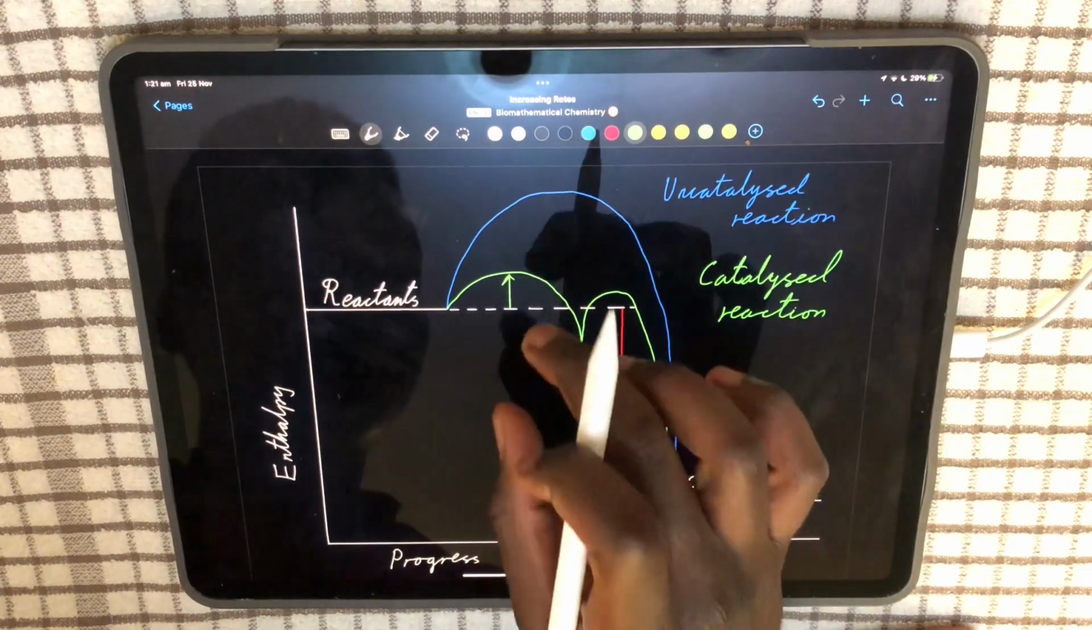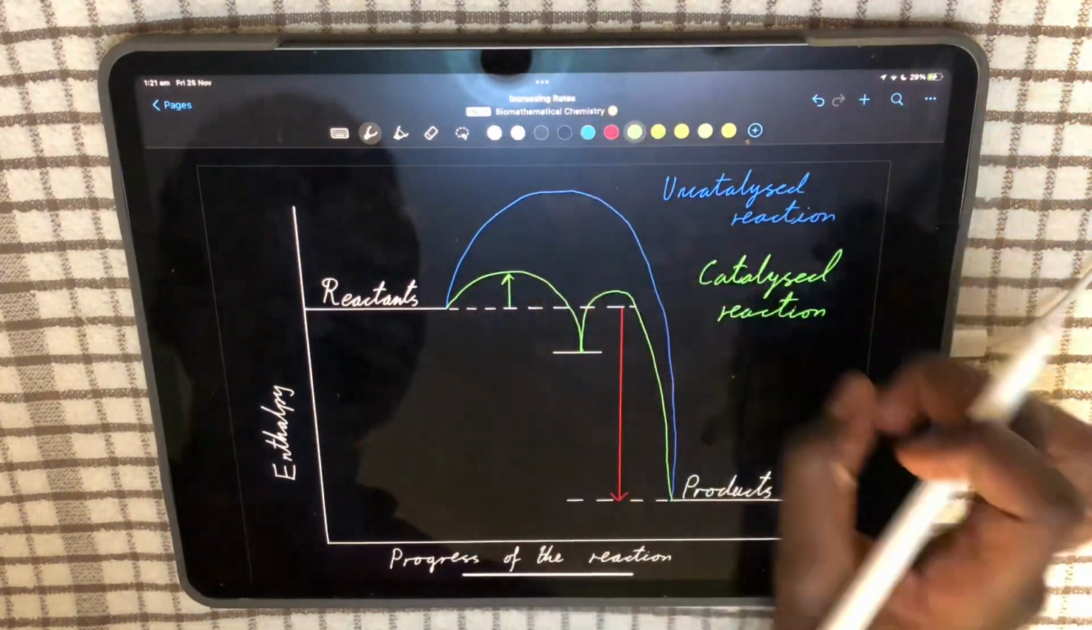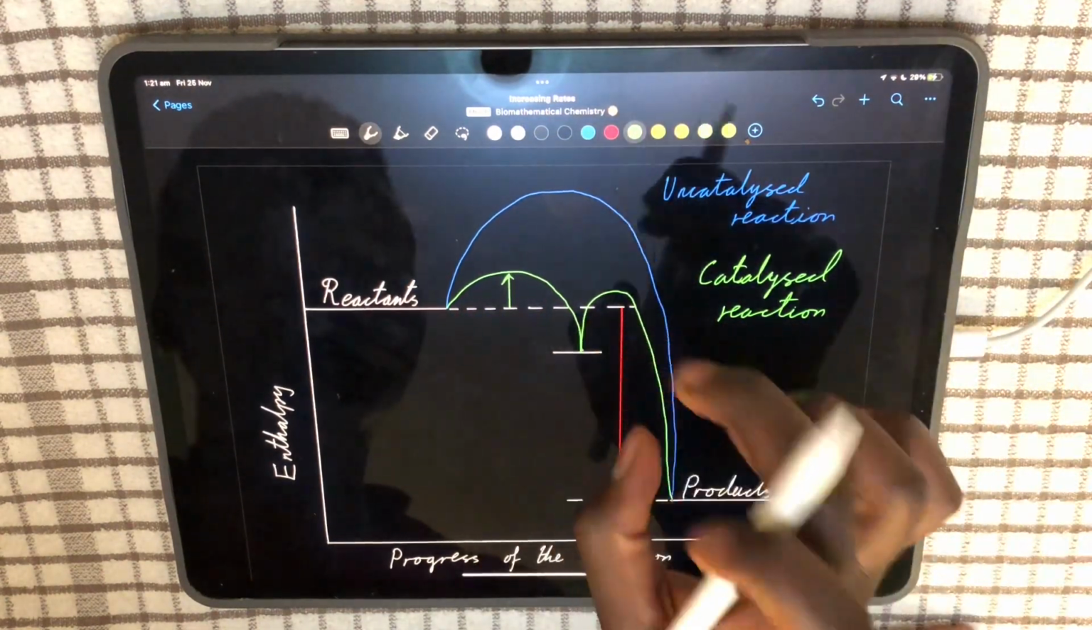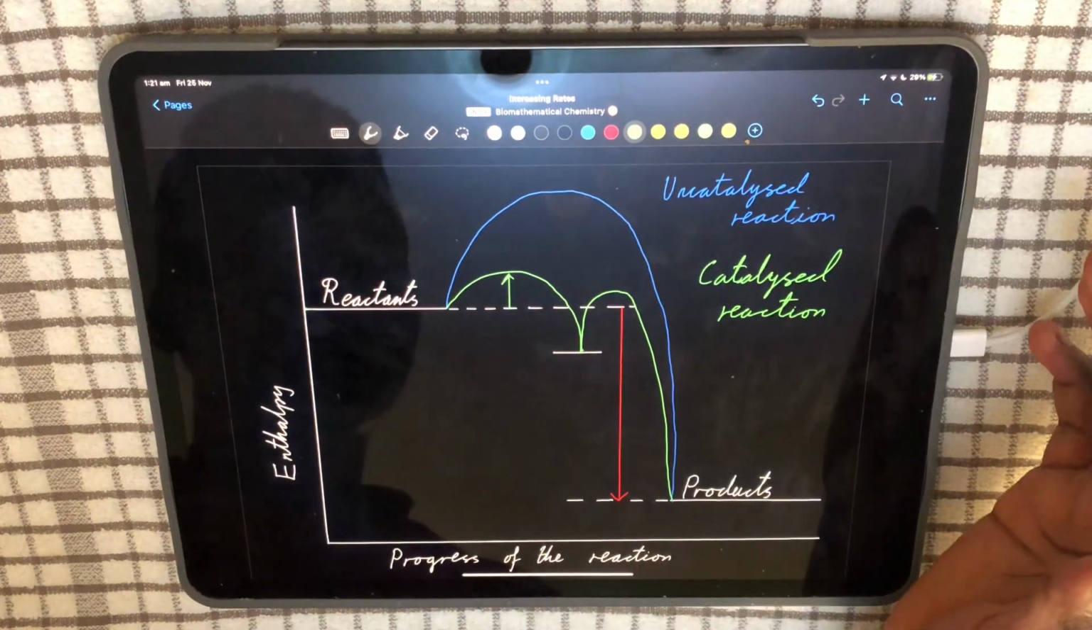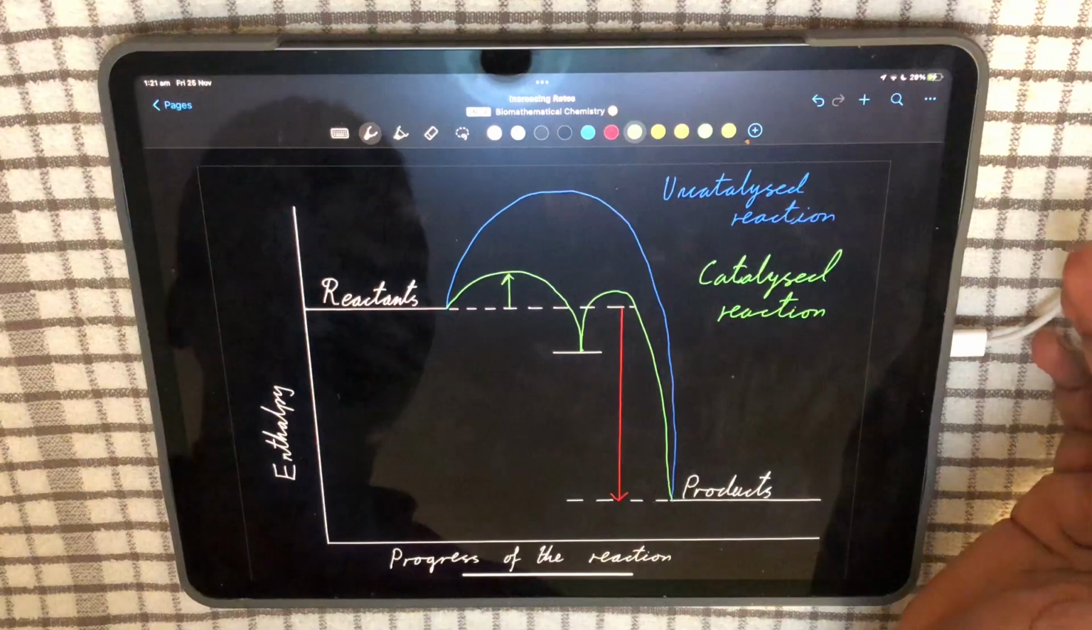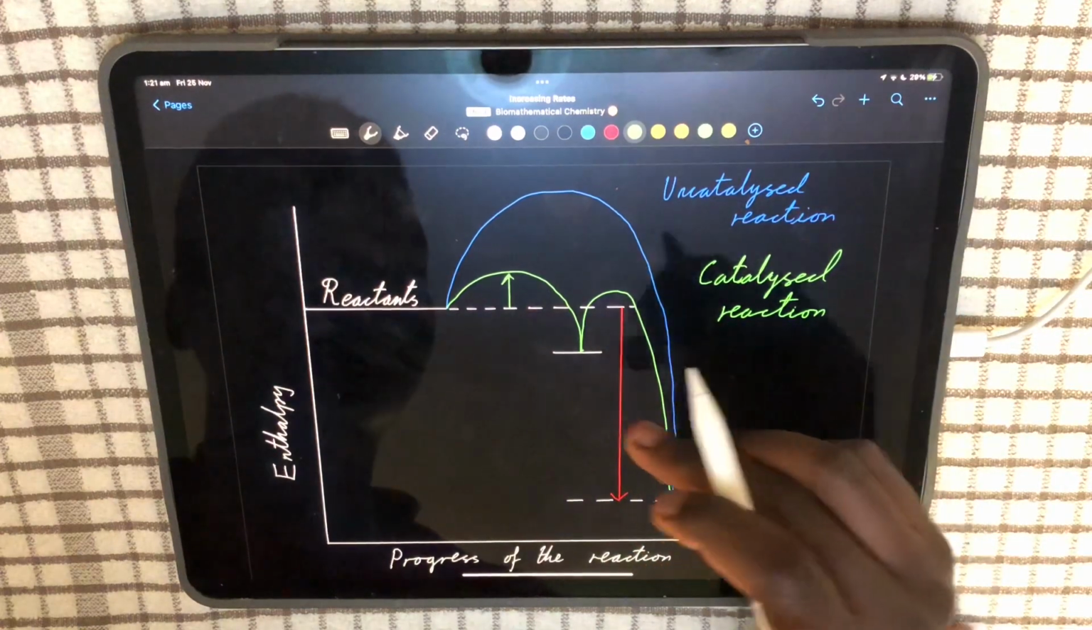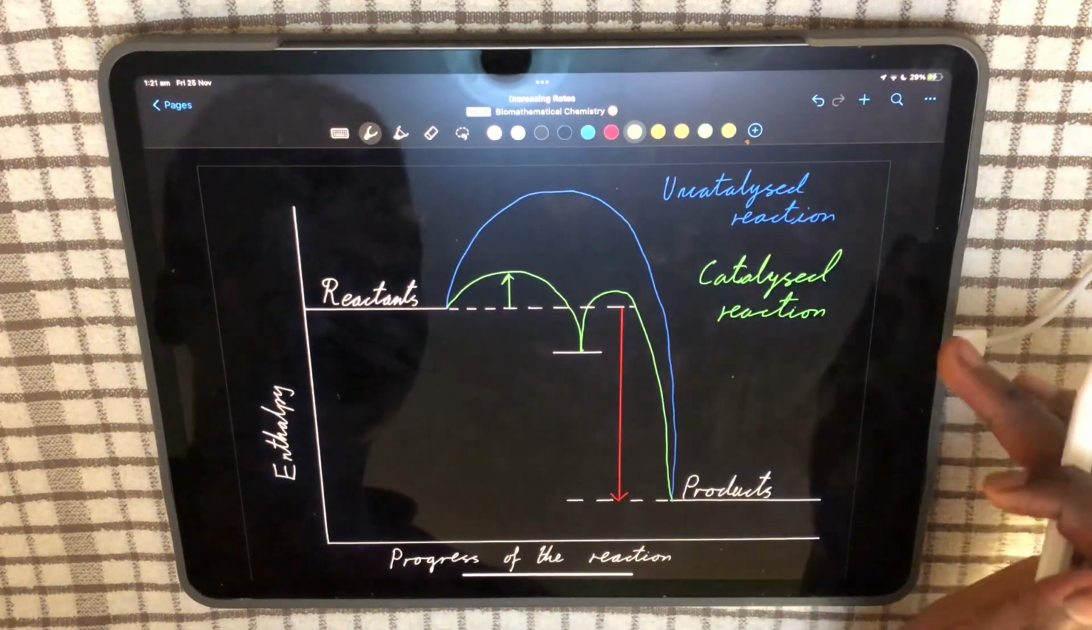There'll be some that could choose the uncatalyzed reaction pathway, but the majority will choose the catalyzed reaction pathway because it's lower energy. It's a lower energy requirement for the reaction to get to the same point.